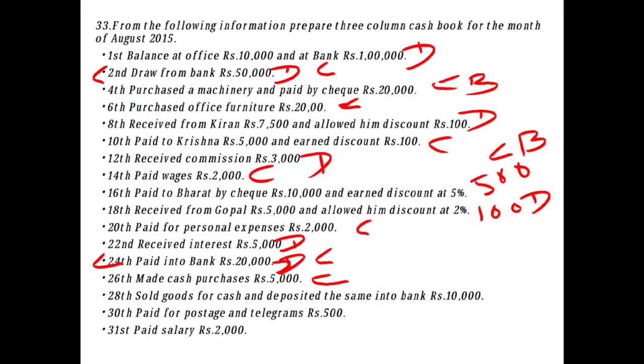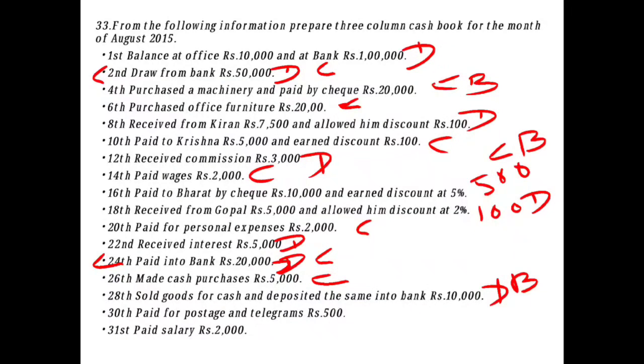Then sold goods for cash and deposited the same into bank. We have sold the goods and deposited the same amount into bank. So debit side you are going to record it in a bank column. Okay, so to sales directly rupees 10,000. Then next, because deposited into bank, so directly you should write it in a bank column.